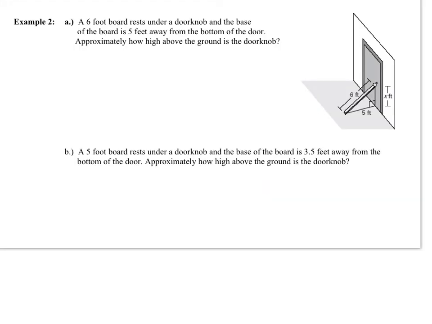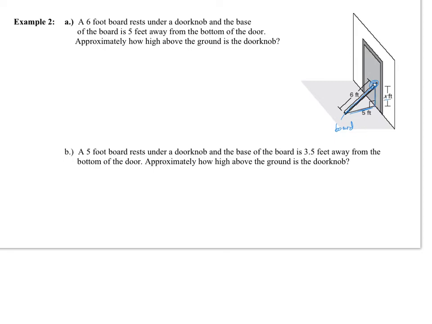In example 2 here, they would like you to use the Pythagorean theorem in a real-life situation. Part A, a 6-foot board rests under a doorknob, and the base of the board is 5 feet away from the bottom of the door. Approximately how high above the ground is the doorknob? So this is the 6-foot board. It rests under a doorknob. So here's the doorknob, and it's 5 feet away from the bottom of the door. So we want to find the height from the doorknob to the ground.